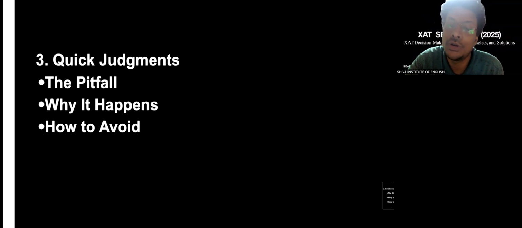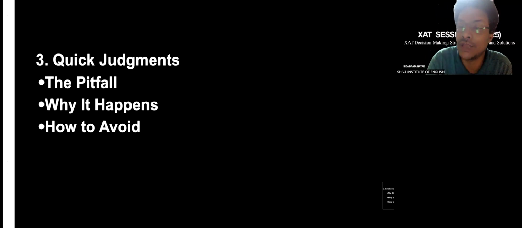Let me give you an example in a business scenario about cost cutting. Don't immediately select the option with the highest short-term savings, right? Consider the long-term consequences, like employee morale, and also brand reputation, isn't it? So that is also there.